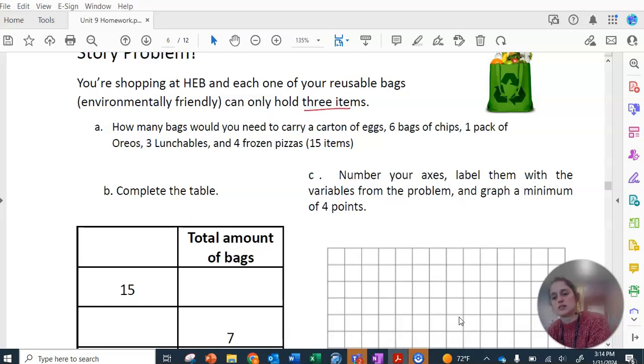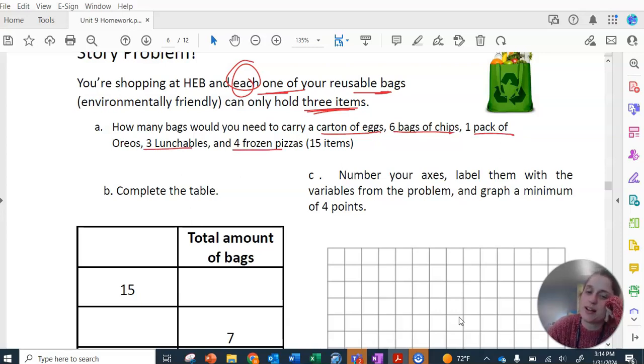Carton of eggs, box of cookies, bag of salad, one thing. That's one item. So each bag can hold 3 items. One bag holds 3 items. How many bags would you need to carry a carton of eggs, 6 bags of chips, 1 pack of Oreos, I got Oreos in my groceries last night, 3 Lunchables, and 4 frozen pizzas?